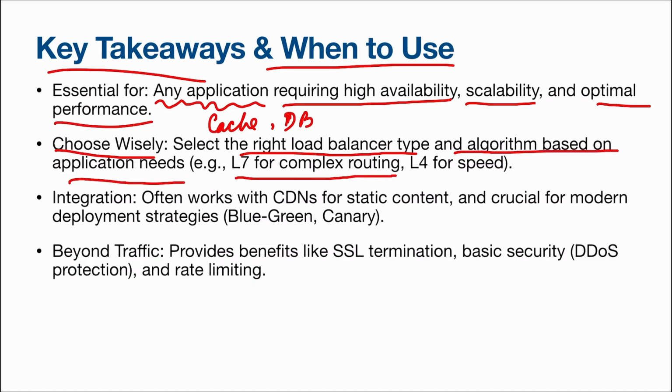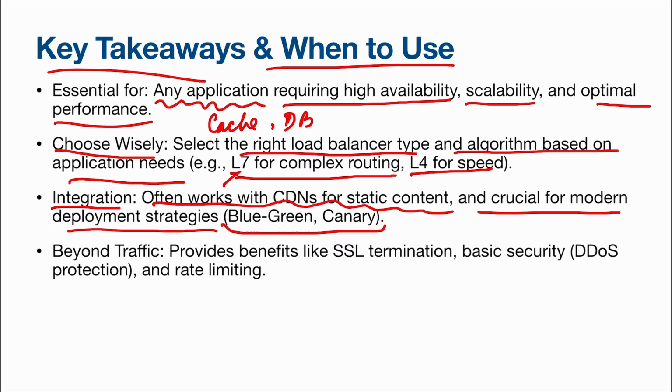For example, L7 for complex routing, which is at the application level, and L4 for speed. And also, as I discussed before, the routing algorithm should be selected based on our application needs. For example, should it be round robin, where we don't care which server the client talks to, or should it be somewhat sticky like IP based hashing? We need to decide that based on the utility. Then integration often works with CDNs for static content, and is crucial for modern deployment strategies, for example, blue-green, canary, and all that.